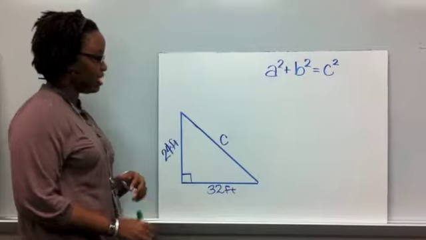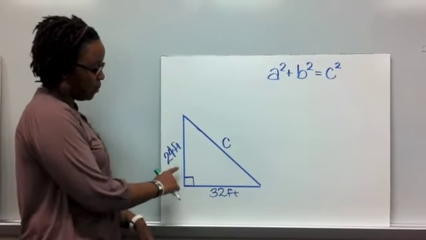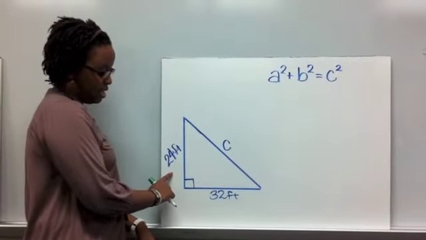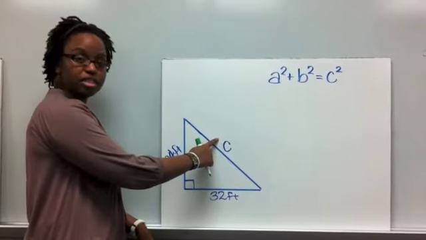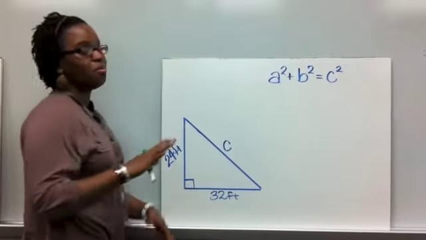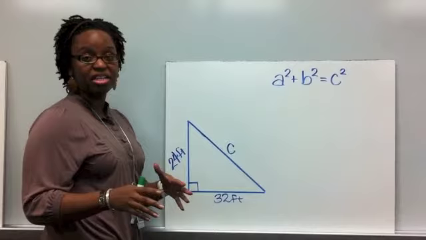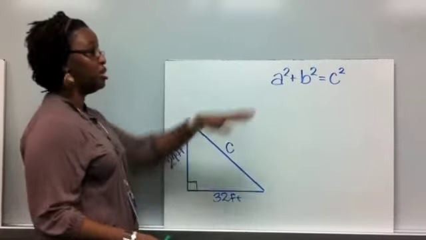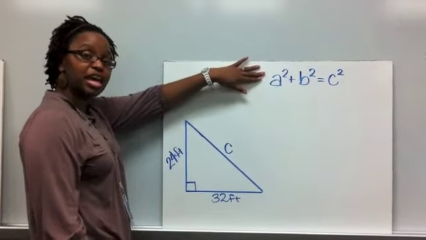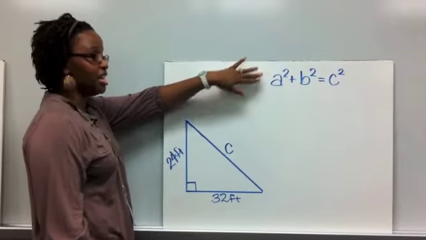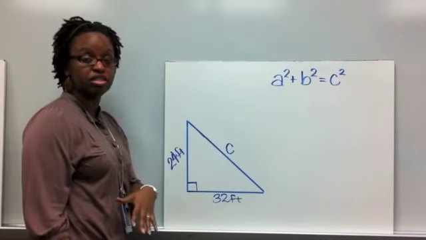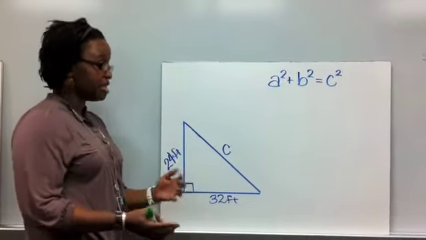Alright, so here's our first example. We have a right triangle where we're given sides A and B, and we're looking for C, the hypotenuse. So we want you all to get in the habit of always starting with whatever formula you're using. So I've already written my formula for Pythagorean theorem. You'll go ahead and write that down. A squared plus b squared equals c squared. And let's just plug in the numbers that we have.